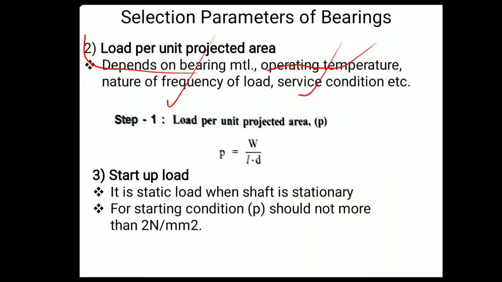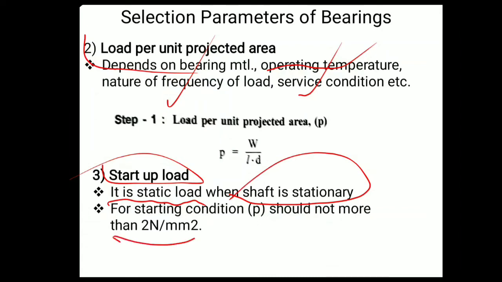Next, the third parameter is startup load. Startup load means at the initial condition, sudden torque is generated, so that will be the startup load. At that time the structure is static and the shaft is stationary. For that condition we need to consider that the startup load should not be more than 2 Newton per mm square. If it is more, there might be chances of breakage of the bearing.